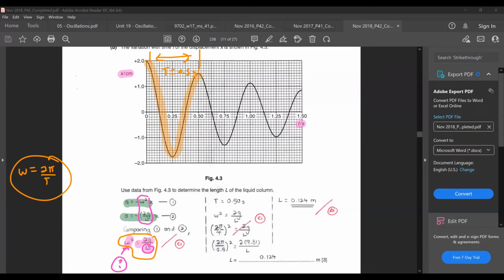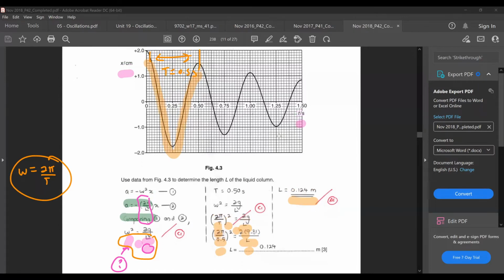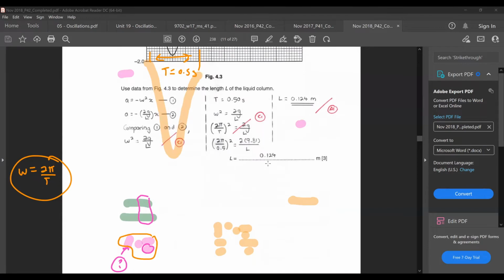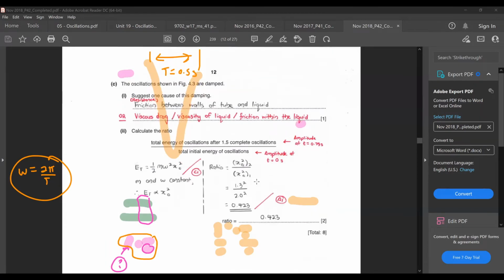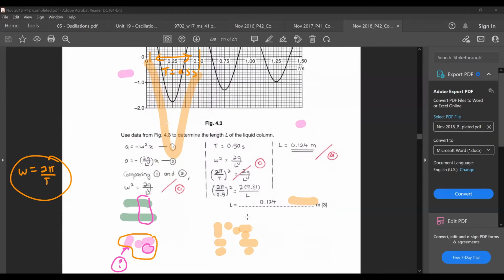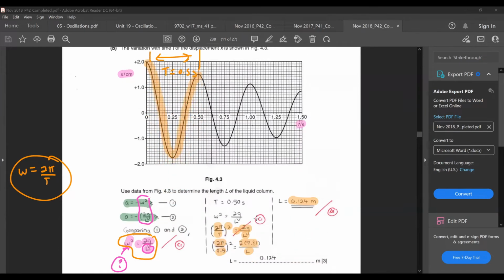So after you say that omega squared is 2g over L, you say that (2 pi over T) squared equals 2g over L. Then you substitute in the value of T and all relevant values. Eventually, you get the answer for L as 0.124 meter. So just plug in the values and you get 0.124 meter. Pretty straightforward.